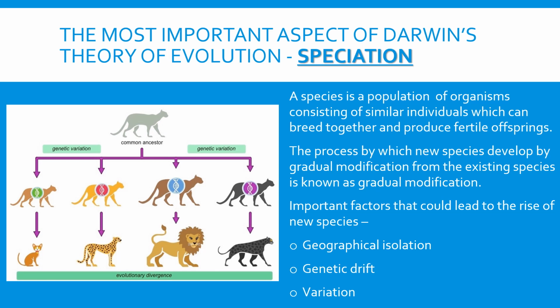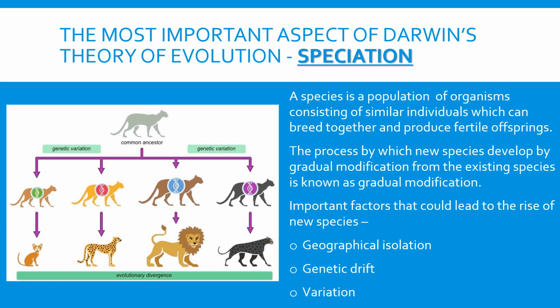Human beings who look so different from each other in terms of size, color and looks are said to belong to the same species, that is Homo sapiens, because they can interbreed to produce fertile offspring. The process by which new species develop from the existing species is known as speciation. In simple words, the formation of new species is called speciation.